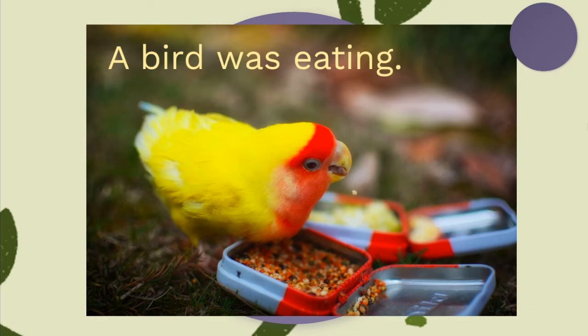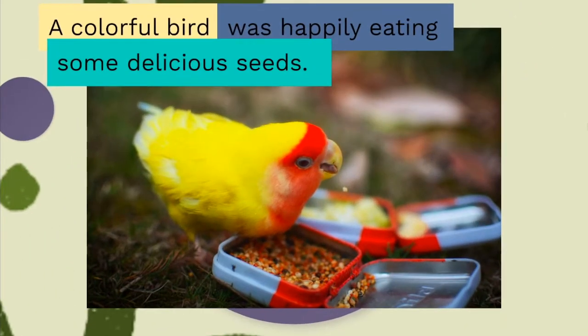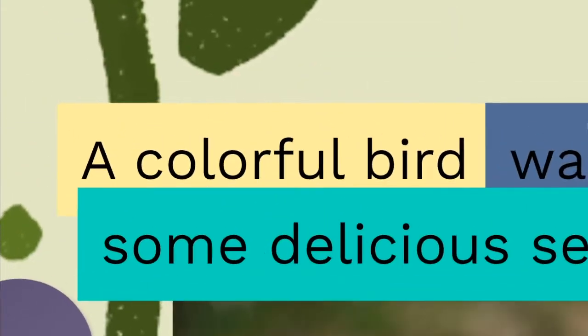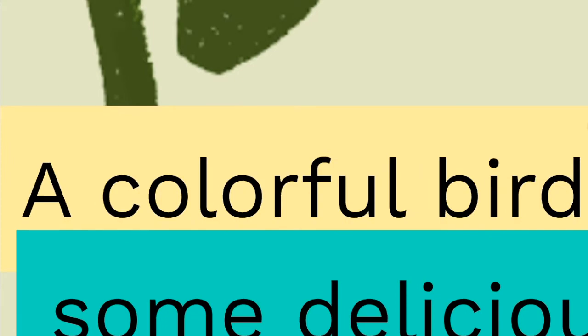So let's add something. What if we said a colorful bird was happily eating some delicious seeds? I like that sentence better. It's a lot more interesting. Here, a colorful bird is our whole subject. Bird is the noun, colorful is an adjective, and a is an article. But altogether, a colorful bird is our subject.